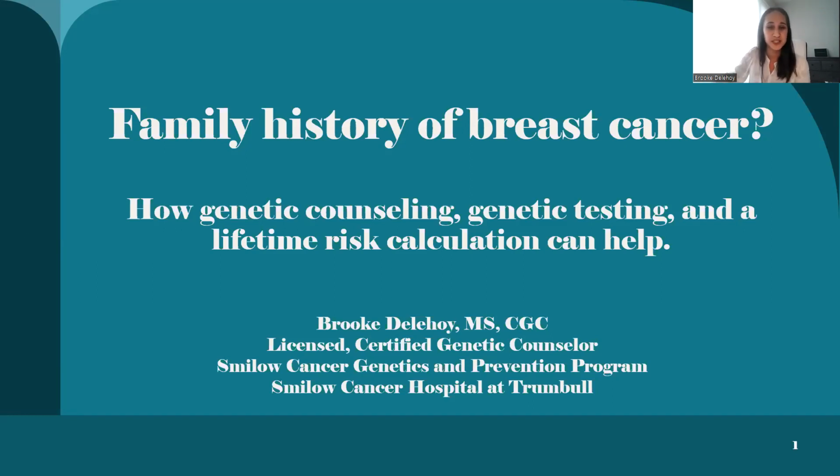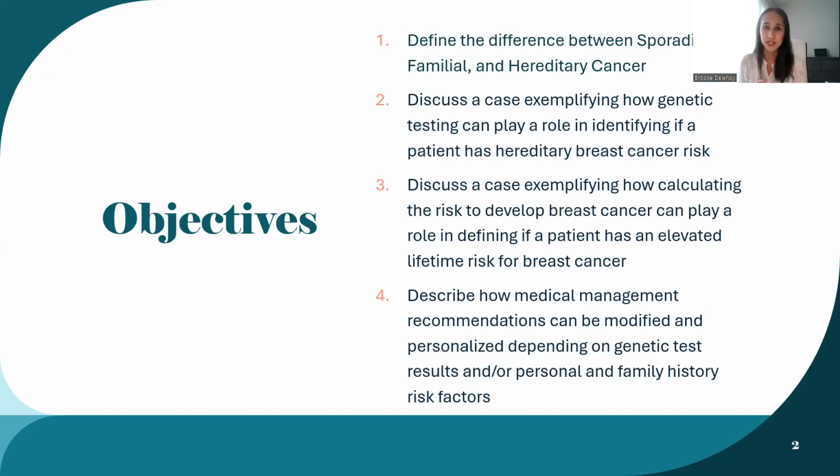But we'll go ahead and get started with reviewing some objectives of today's presentation. First objective being defining the difference between sporadic, familial, and hereditary cancer. Discussing a case exemplifying how genetic testing can play a role in identifying if a patient has hereditary breast cancer risk. Discussing a case exemplifying how calculating the risk to develop breast cancer can play a role in defining if a patient has an elevated lifetime risk to develop breast cancer. And lastly, to describe how medical management recommendations can be modified and personalized depending on genetic test results and/or personal or family history risk factors.